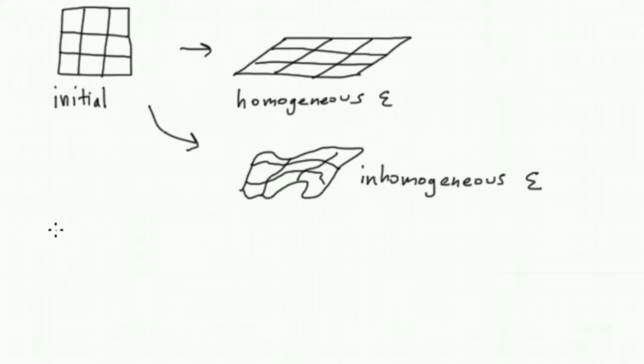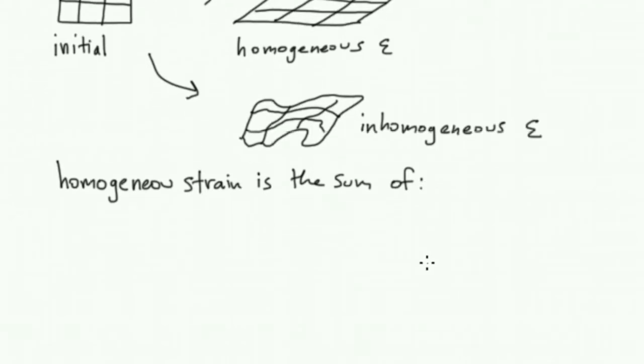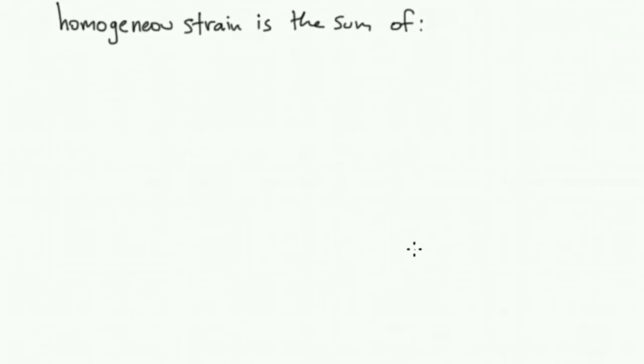So we'll break down homogeneous strain itself. Homogeneous strain is the sum of, first we'll just make it like 0.0 because we're not going to really talk about it too much, volumetric strain. I'm going to start using the abbreviation for strain, epsilon.